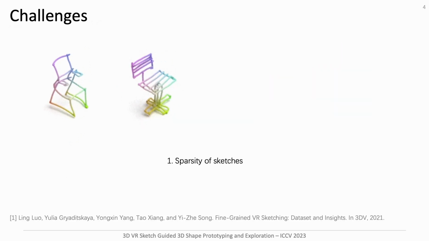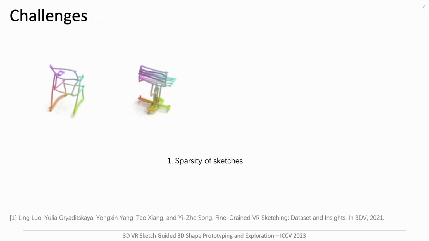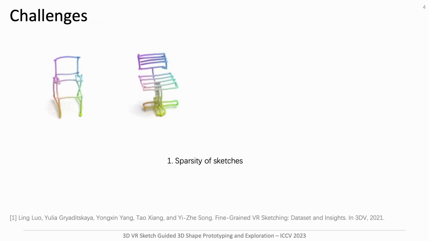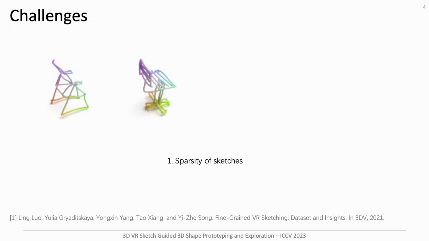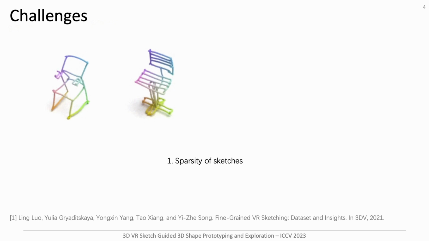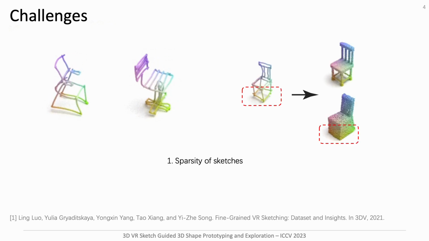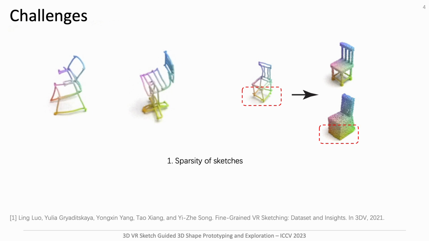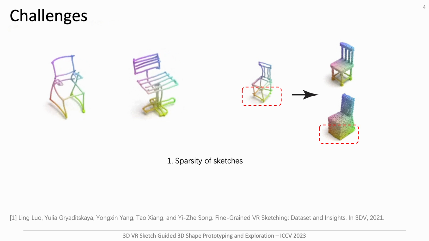We are aware of only one fine-grained dataset of freehand VR sketches, which we use in this work. Working with this dataset presents several challenges. The first one is the sparsity inherent to human sketches. Due to the sparsity and abstract nature of sketches, strokes can be interpreted differently.